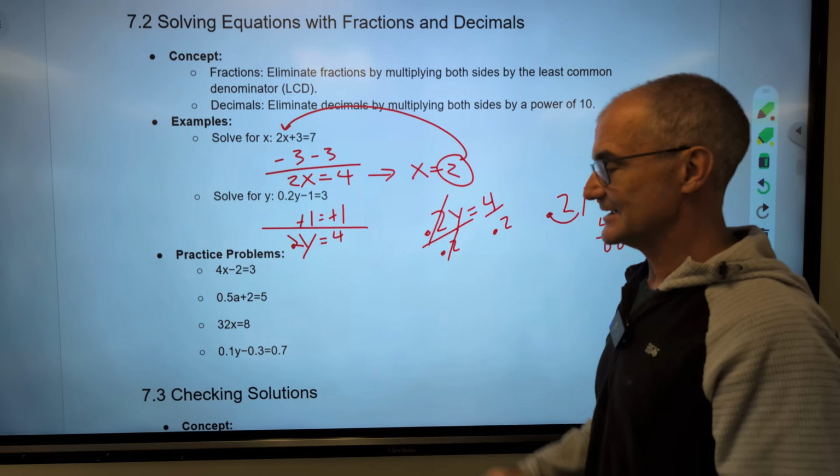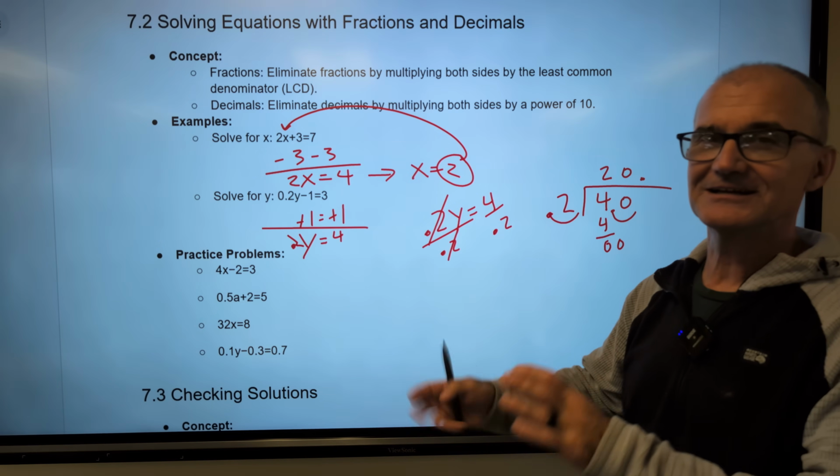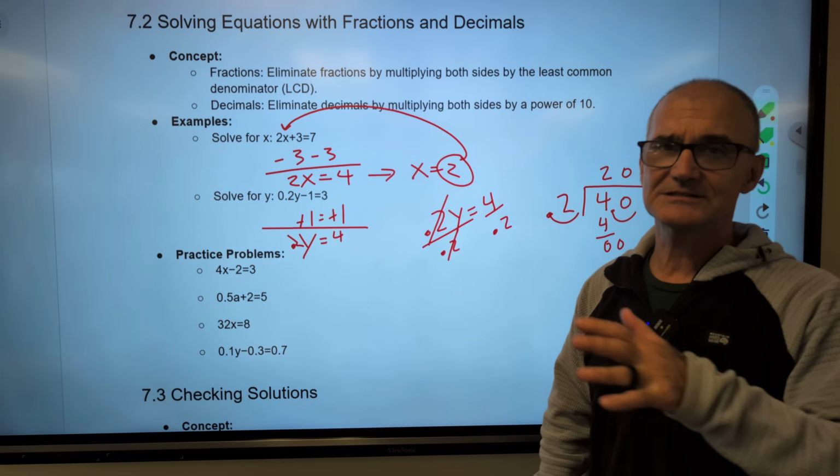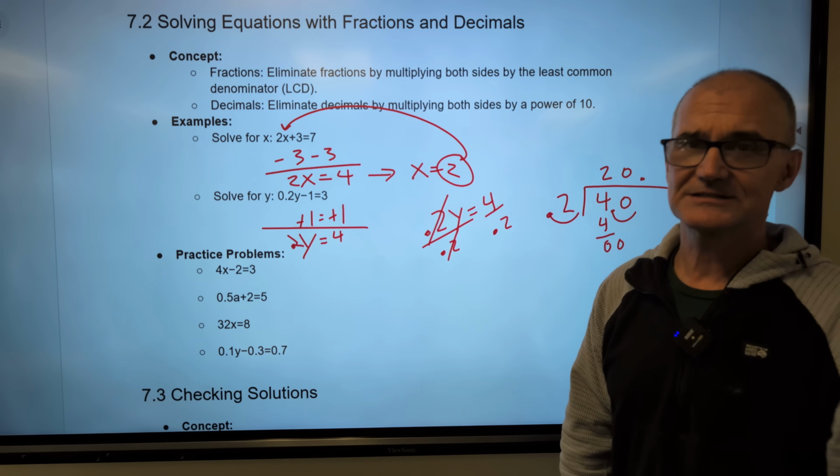All right, hopefully those are making sense. If the decimals are a little unclear, go back to the first video, Foundational Skills, where we do addition, subtraction, multiplication, division of decimals.